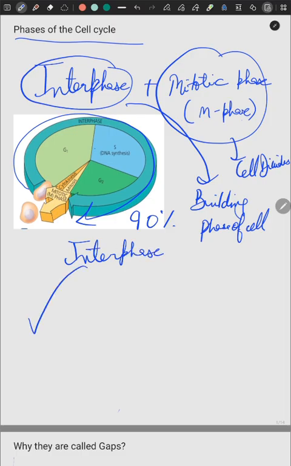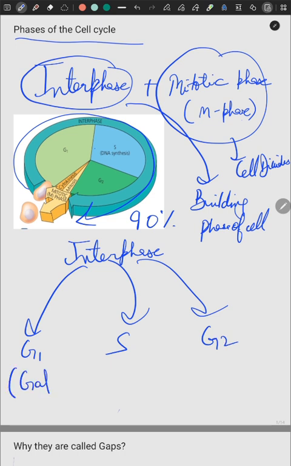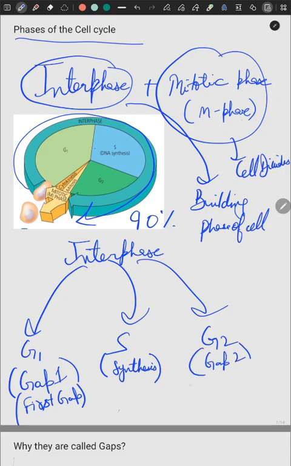Okay, so basically interphase is divided into three phases: G1 phase, S phase, and G2 phase. G1 means gap 1 or the first gap phase. S means synthesis phase, because DNA forms here, chromosomes build up there. G2 is gap 2 or the second gap.